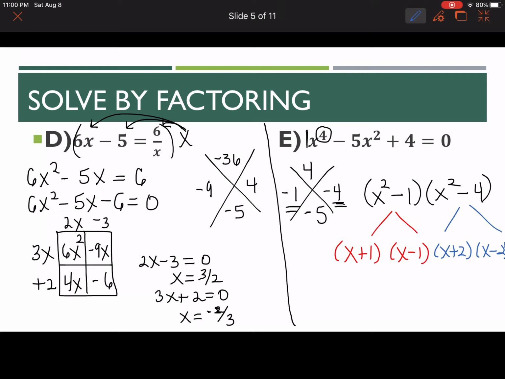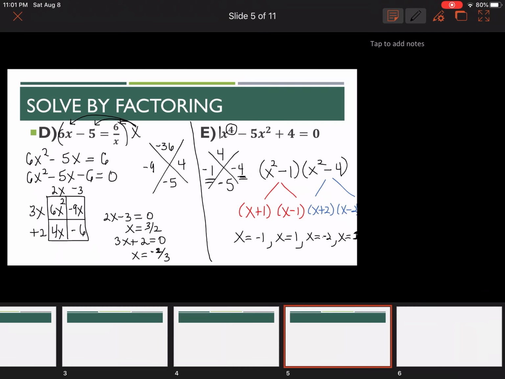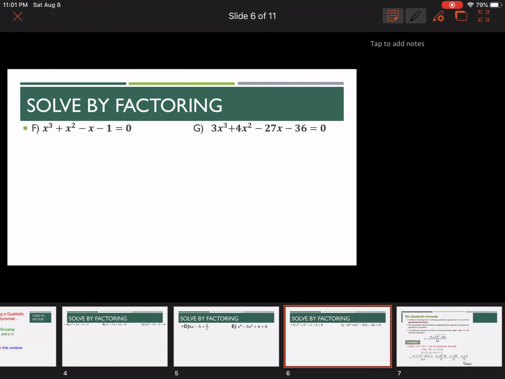Okay. So when we set these all equal to 0, our 4 solutions, because it's a 4th degree, would be x equals negative 1, x equals positive 1, x equals negative 2, and x equals positive 2. You could also say, that's a 2 over there, plus and minus 1 and plus and minus 2. All right, and our last one before we finish out this first one is over.